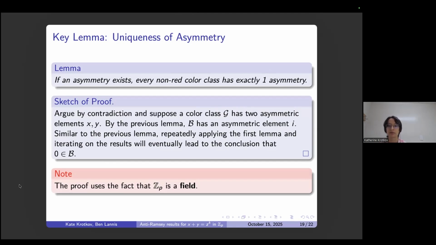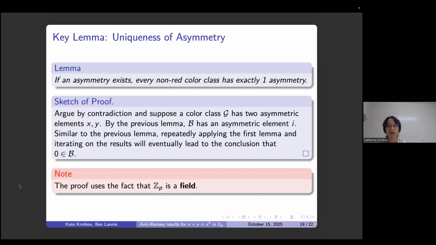then we know that the color class blue, or blue is another color class, has an asymmetric element. And then we can iterate saying that, well, because I is blue, so is x squared minus I, so is y squared minus I. And then x squared minus y squared minus I is also going to be blue because of the second lemma that I discussed. And again, you can iterate this to get that kx squared minus y squared minus I is going to be blue for any natural number k. And this time, if you set that equation equal to 0, you get that 0 has to be in blue. And that's a contradiction because 0 is red.